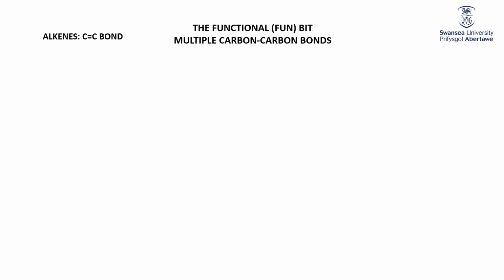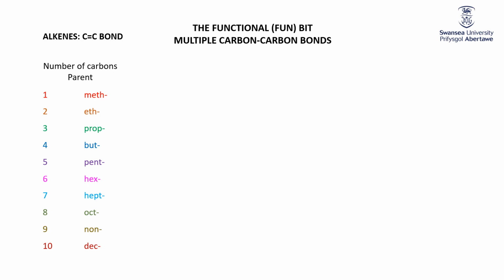So we've done the boring alkanes. Now we're going to move, staying within hydrocarbons, to molecules with functional groups, the fun bits, starting off with alkenes that of course contain a carbon-carbon double bond. So if we just look at this again, you've got the organic counting. The infix part now is going to be ene because we're dealing with alkenes.